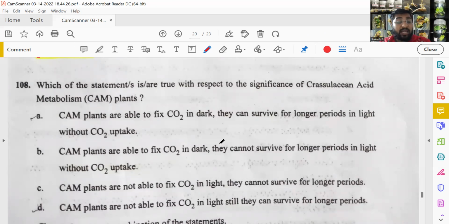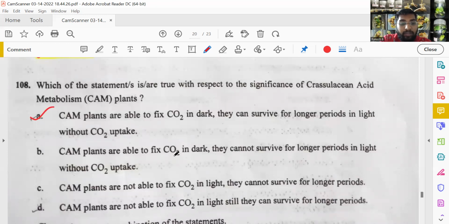So CAM plants are able to fix carbon dioxide in the dark. It's an adaptation for xerophytic plants, like Opuntia, agave, pineapple, and cactus. All the xerophytic plants are called CAM plants. They open the stomata during the night time and close the stomata during the daytime. So when they open stomata in the dark, they can fix carbon dioxide in the dark. So option A is correct.